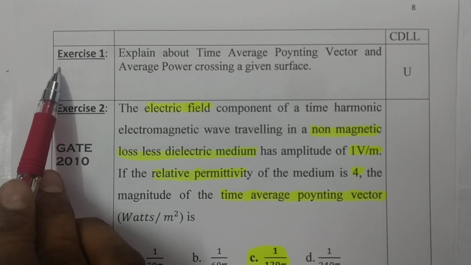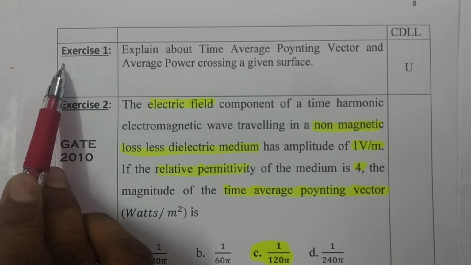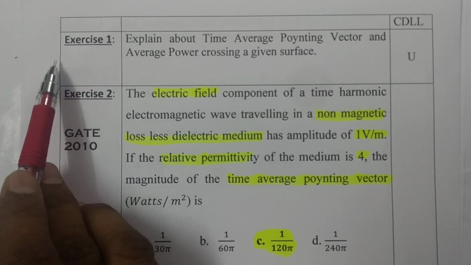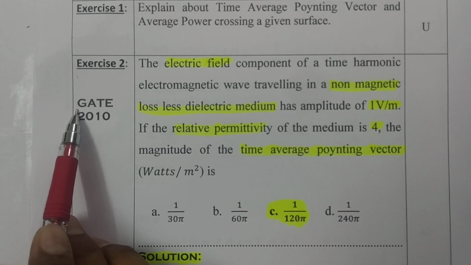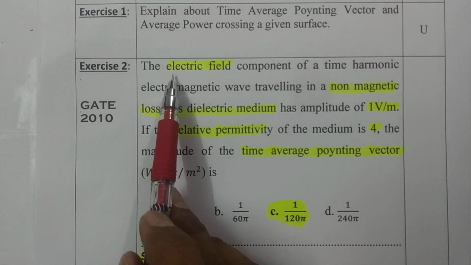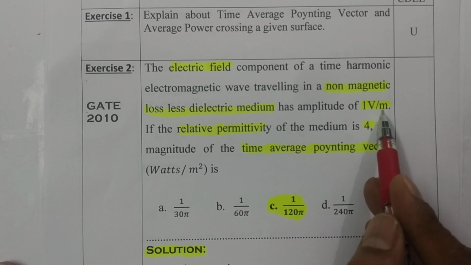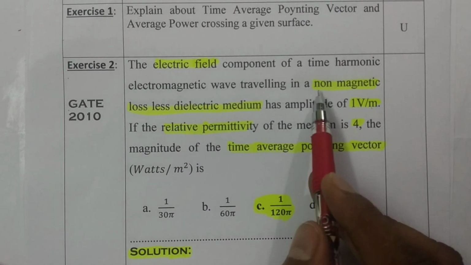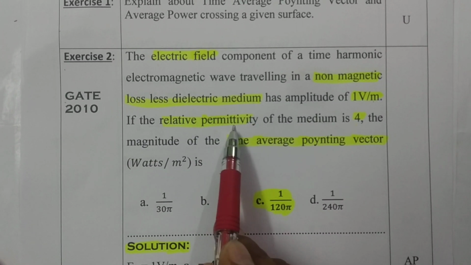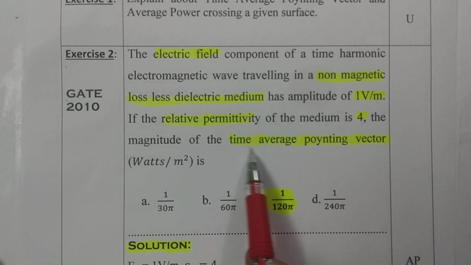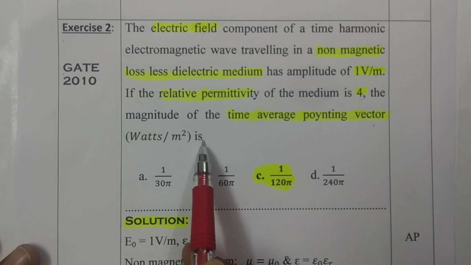Exercise 1. Explain about time average Poynting vector and average power crossing a given surface. Exercise 2. Previous GATE problem. In the problem, it is given that electric field component magnitude is 1 volt per meter. The field is present in a non-magnetic lossless dielectric medium. The relative permittivity of the medium is 4. We are supposed to determine the average Poynting vector in terms of watts per meter square.